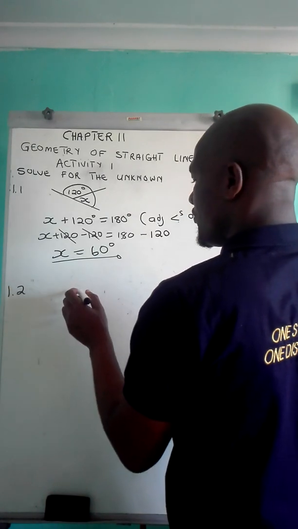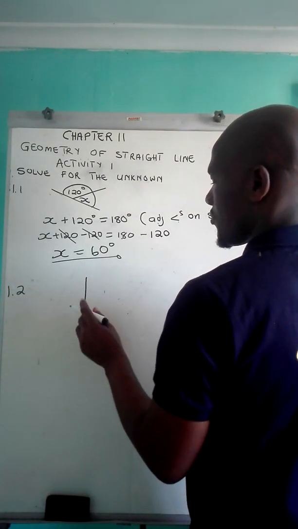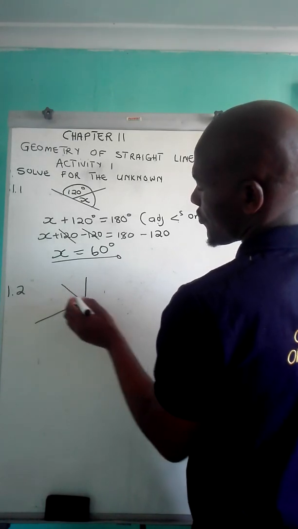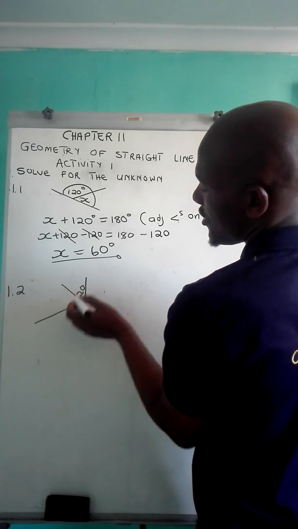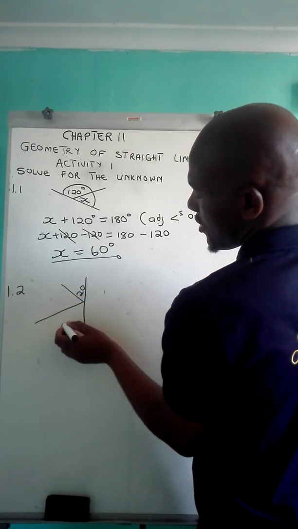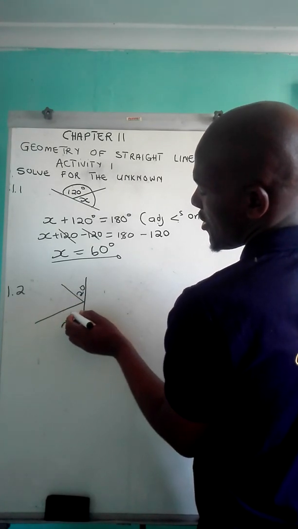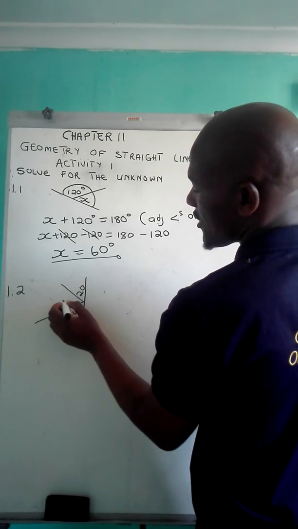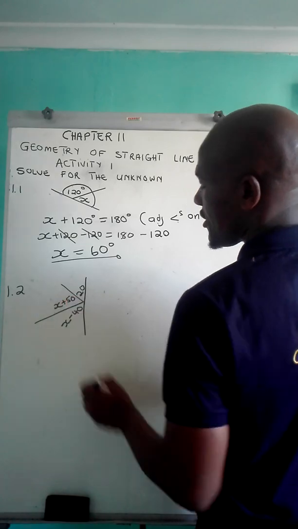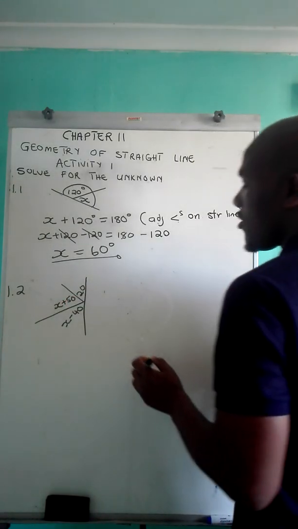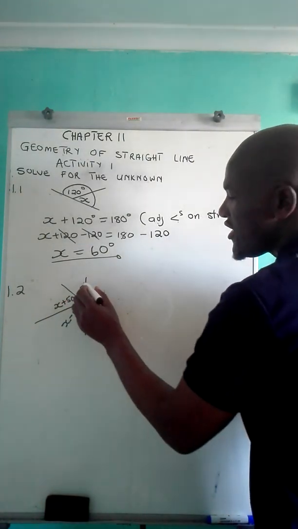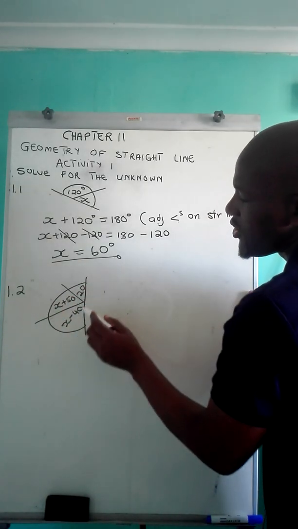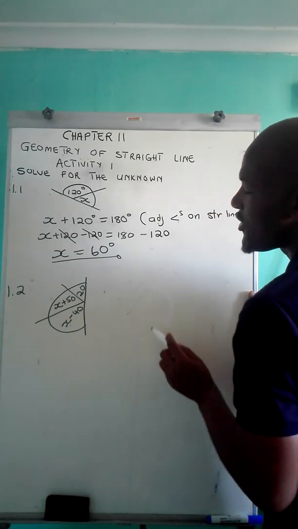1.2. This is 20. This is x minus 40. This is x plus 50. Now, I can simply say these are adjacent angles on this straight line. Here's the straight line. So these are the adjacent angles on a straight line.